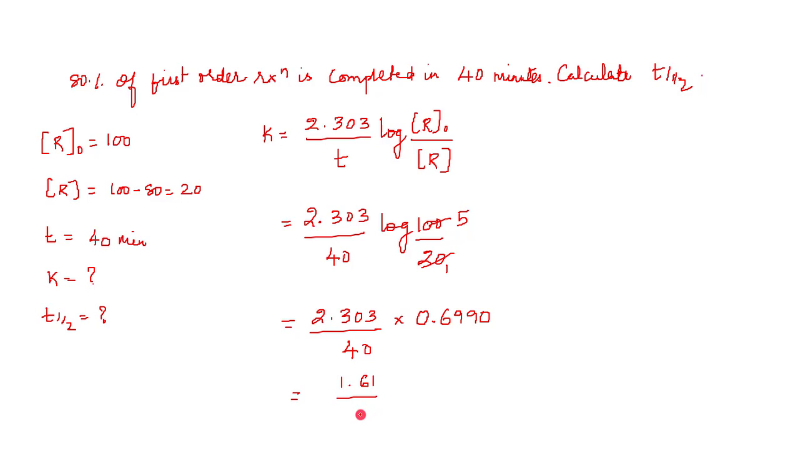1.61 divided by 40, you will be getting the answer as 0.0402. This is the value of K. The time is given in minutes, so the unit will be per minute. Unit, what will come? Per minute, right?